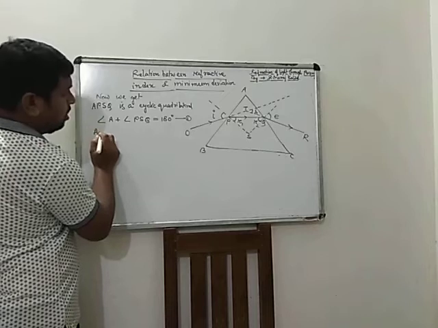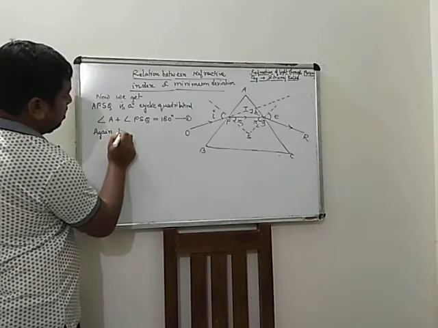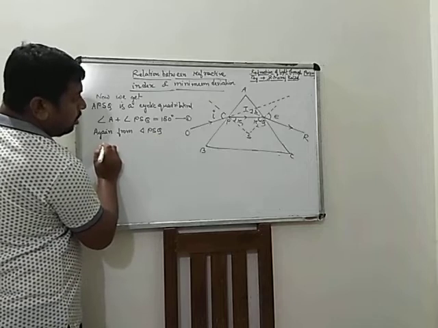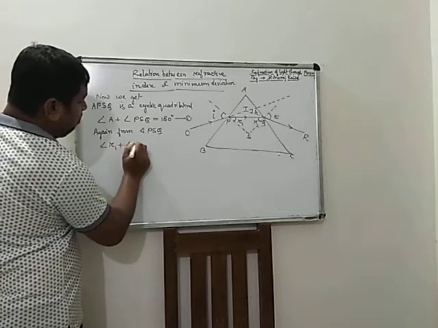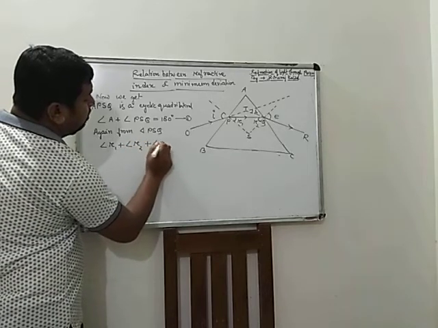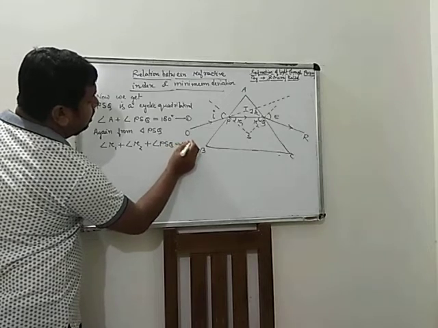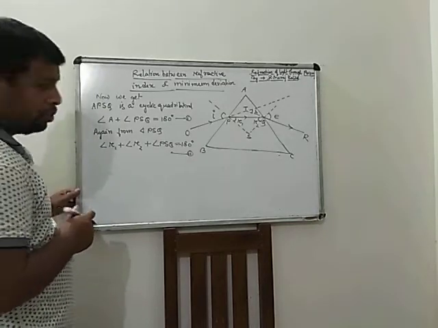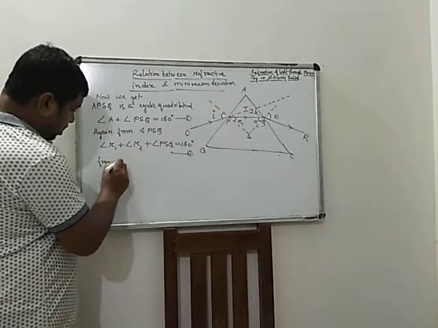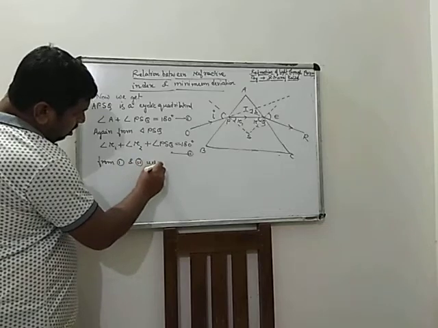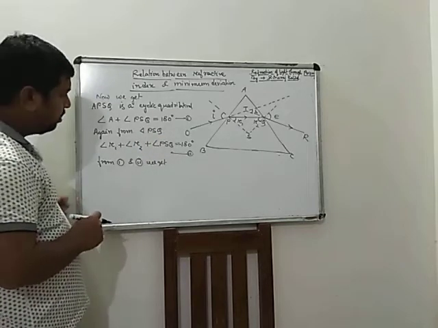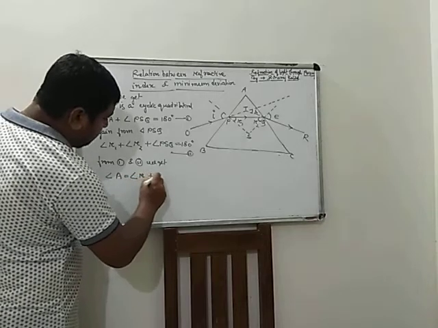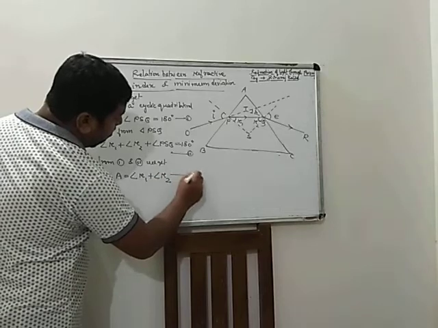Again, from triangle PSQ we get angle R1 plus angle R2 plus angle PSQ equal to 180 degrees. Equation number 2. So from 1 and 2, the right hand sides are equal, so angle A equals angle R1 plus angle R2. This is equation number 3.